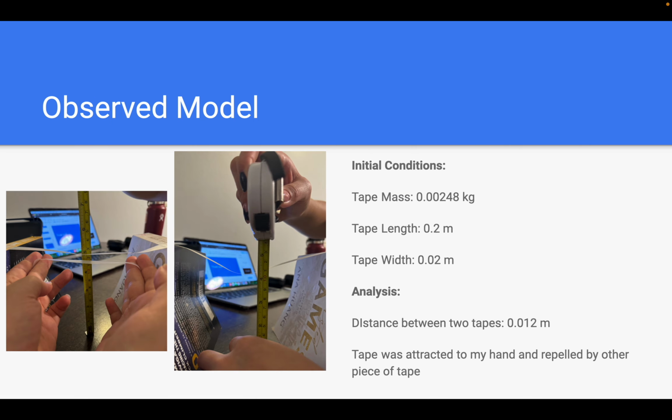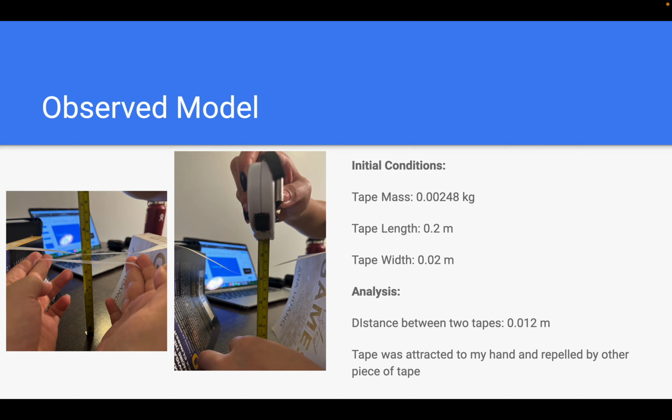So this is the observed model on the left here. You can see the second picture, that's before the second tape is added, and then the picture on the most left is the picture of once the tape was added, and you can see how the tape actually did lift up a little bit because it wanted to repel.